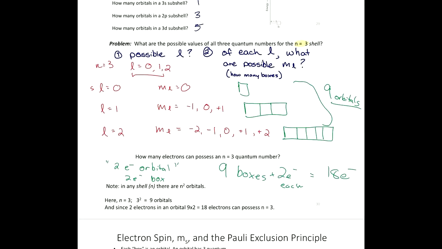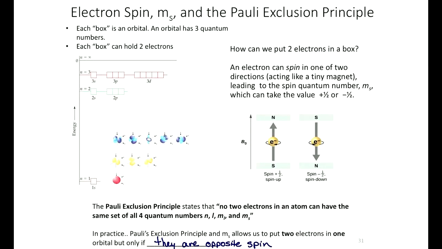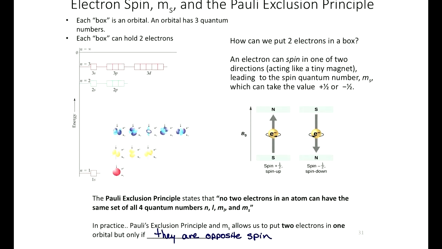So let's go to the 4th one, and I should have introduced this one first actually, and that's our ms, or our spin quantum number. This idea of electron spin allows us to put 2 electrons in a box. So each of these orbitals is a box. Each box can fit 2 electrons, but we can only fit 2 electrons in a box if they are opposite spin. All right, so I'll just draw a bigger box here.